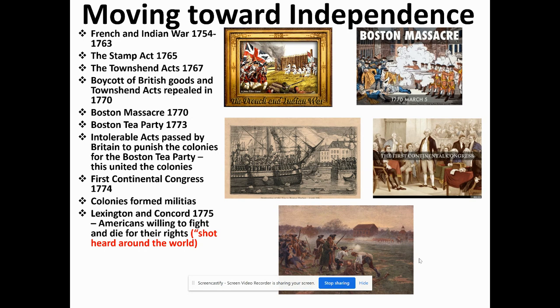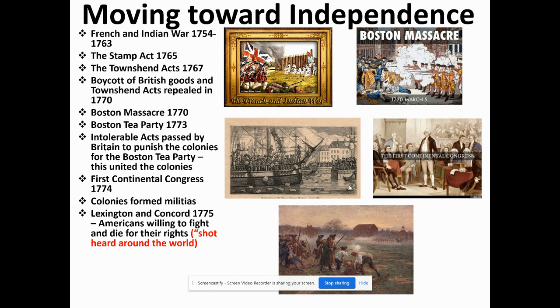And they are going to dump the tea into the Boston Harbor. Okay, and so you can see the picture that's right there in the middle. You can see them dumping it over into the Boston Harbor. Now, remember, this is an attempt to send a message to the crown, to the king, that they don't like the way they're being treated in the colonies. And so they will have the Boston Tea Party.